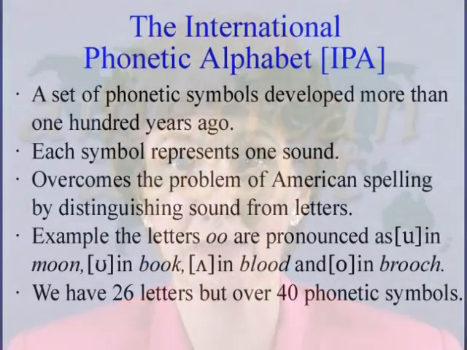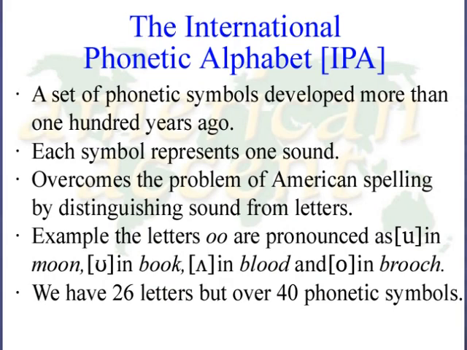Now we'll be using the phonetic alphabet. It's called the IPA, meaning the International Phonetic Alphabet, and some of you might be familiar with this already. What it is, is a set of phonetic symbols developed more than 100 years ago. Each symbol represents a sound. And this system overcomes the problem of what I tend to call crazy American spelling. And those of you who've studied the language a lot, I'm sure would agree.